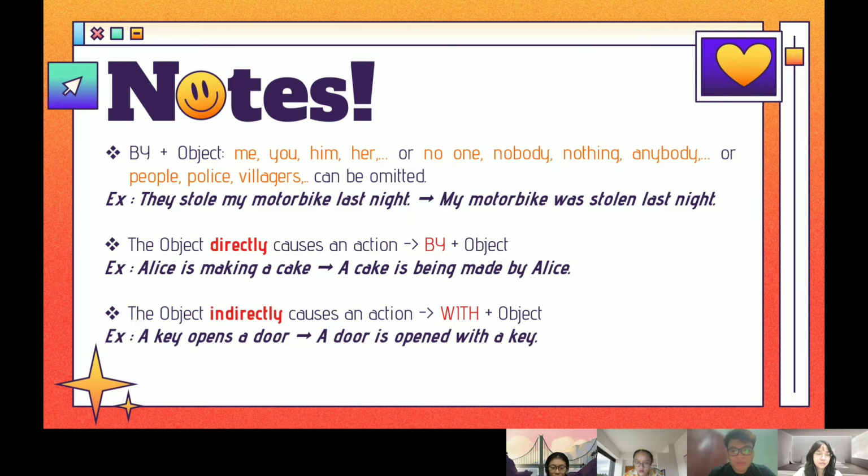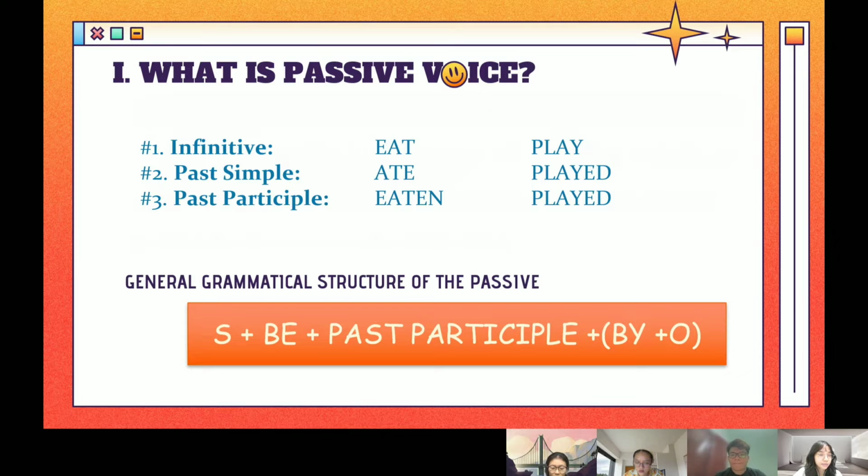Thanks, Kai, for the notes. So let's get back to the general structure. Here is the most important part of this structure. When you form the passive, you need be plus the past participle, right? So the past participle here is the verb form number 3. Eat, ate, eaten: eaten is the past participle. Play, played, played: played is the past participle.